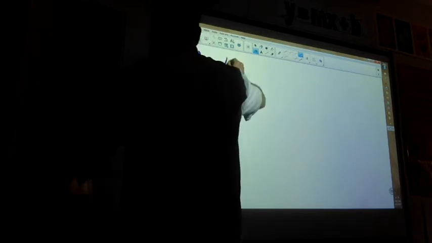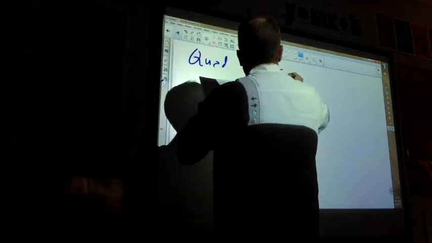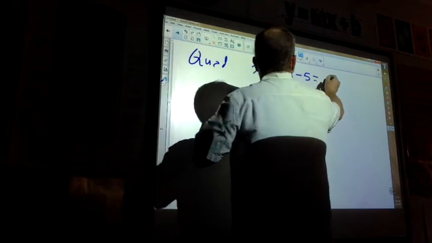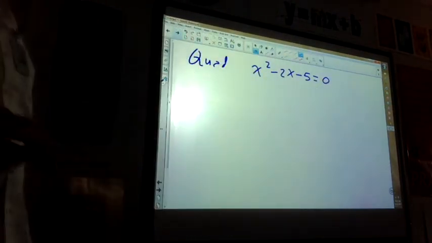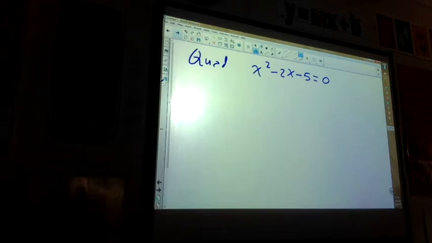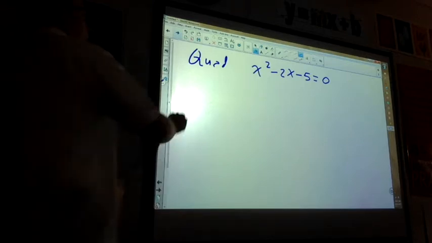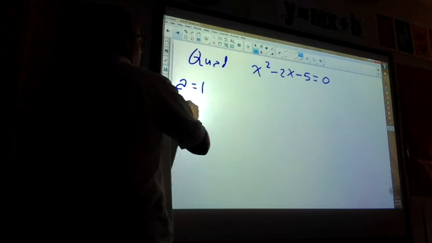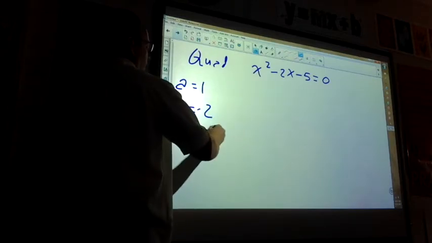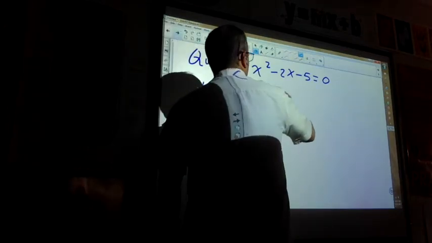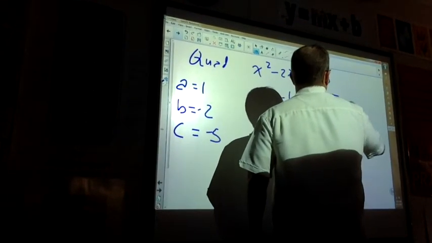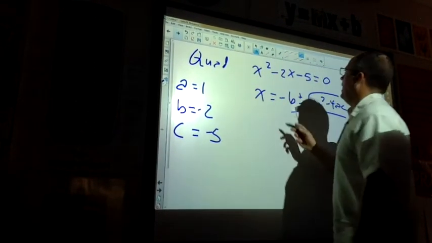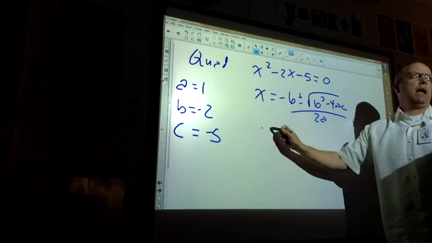Okay, we have another one that's a quadratic. Okay, this one won't factor. This one has no greatest common factor. So my A value is 1, my B value is negative 2, my C value is negative 5. And x is equal to negative b plus or minus the square root of b squared minus 4ac, all over 2a.